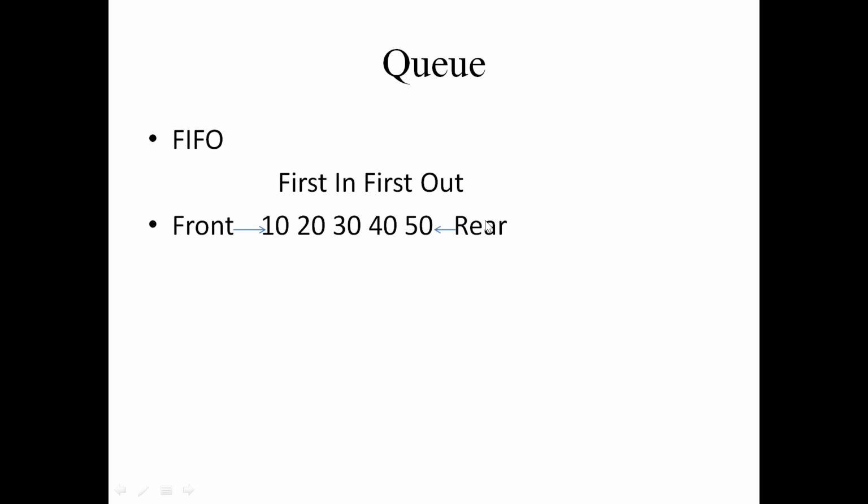Suppose, let us assume 5 people are standing in line. Let us assume these 5 numbers are 5 persons. If a new person wants to join the queue, he joins at the back side, right? We call it the rear end. And a person who is already served may leave the line from the front side.